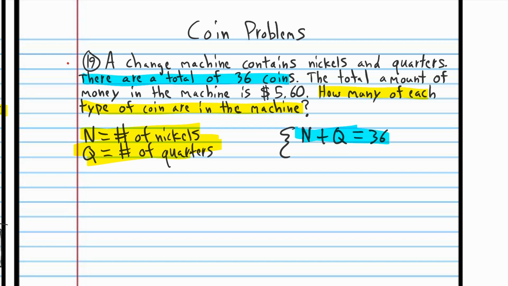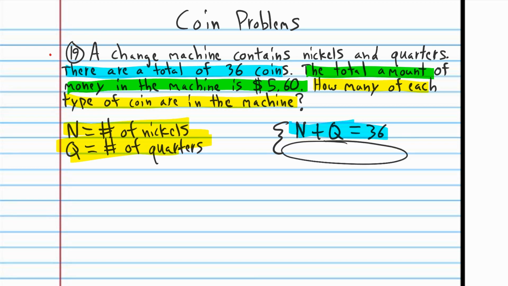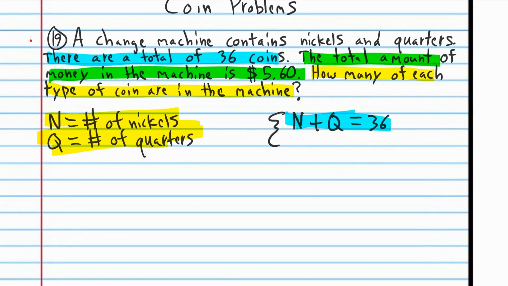Now here comes the hard equation. The total amount of money in the machine is $5.60. Now we can write this equation in units of dollars, or we can write it in units of cents. It's easier to write it in units of cents. At least that's the way most students prefer. So I'm going to write it in units of cents.